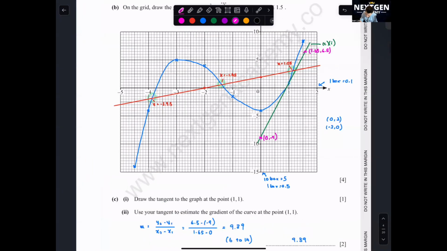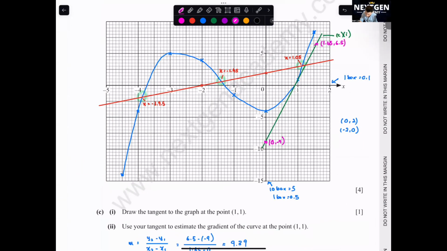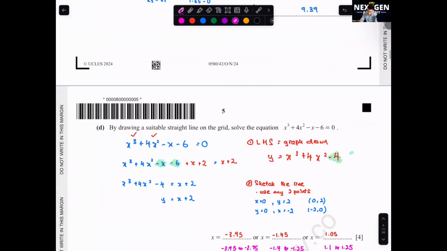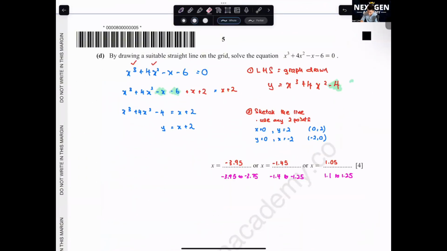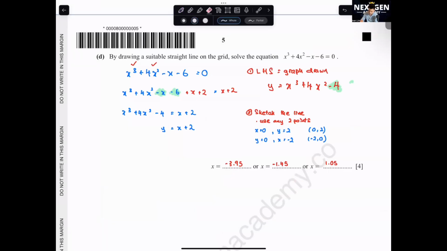1.05. Okay, mine is definitely correct. Sorry, this one is the unofficial mark scheme. We don't follow this. To be safe, we don't follow this. Your answer can be plus minus 0.1 from these values, because I'm pretty sure my graph is accurate. Plus minus 0.1.